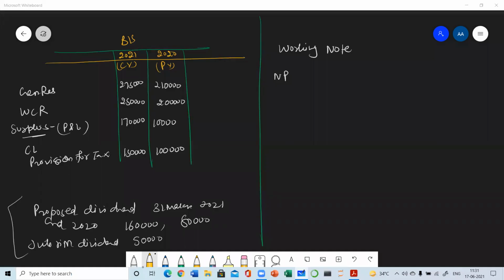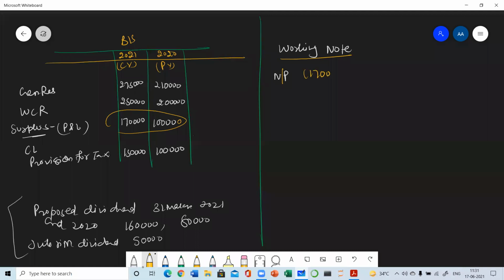So I'm solving now. Working note. First of all, we need to find out the net profits before tax and extraordinary item. So that is the difference between these two figures. Here I have written 10,000, but it is 1 lakh. So I'm doing it with 1 lakh.